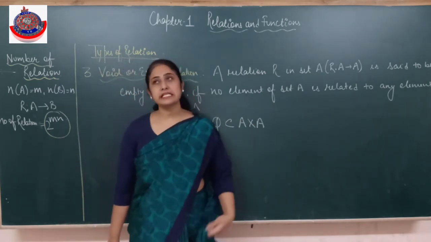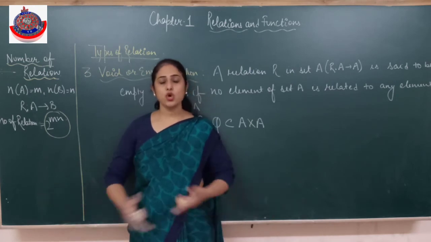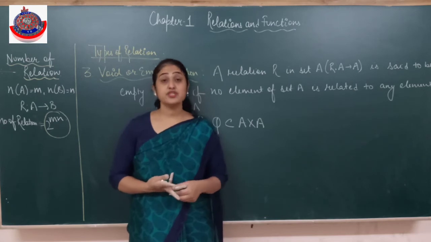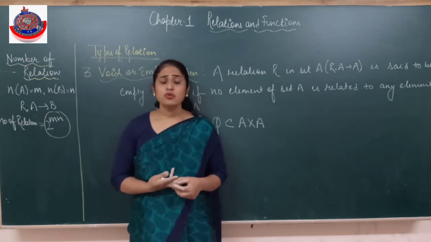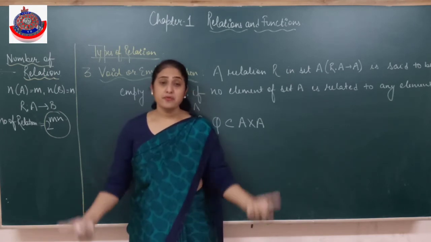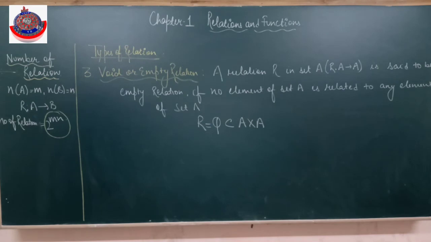For example, the set is all the girls of our school, and the relation is "brother of". That's not possible. No girl is a brother of another girl. Is it clear? So that will be an empty relation. I hope it's clear to everyone.